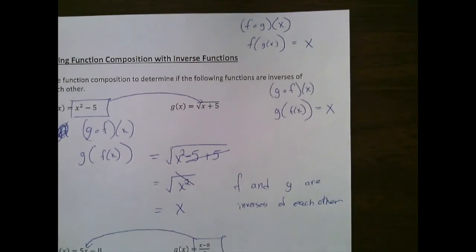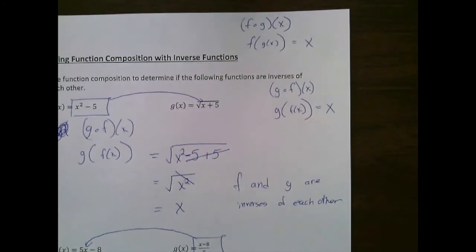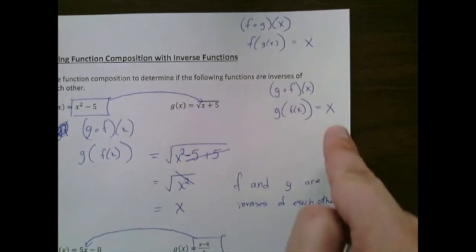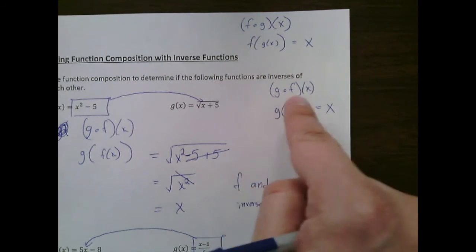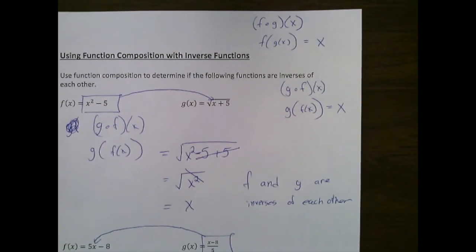You just use that function composition. You can do f of g of x. If it simplifies to x, you've got inverse functions. If it works this way, the other one should work as well. So if you do g of f of x, it should simplify to an x. If you don't simplify to a plain old x, they are not inverses of each other. And that was using function composition with inverse functions.